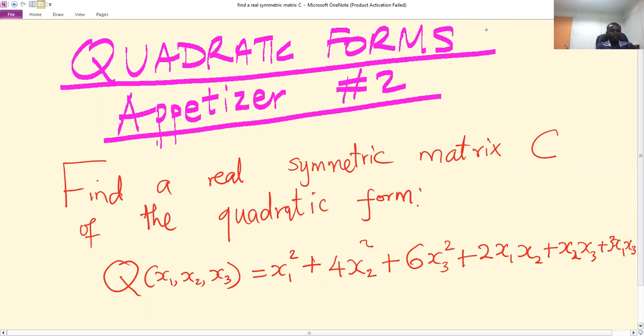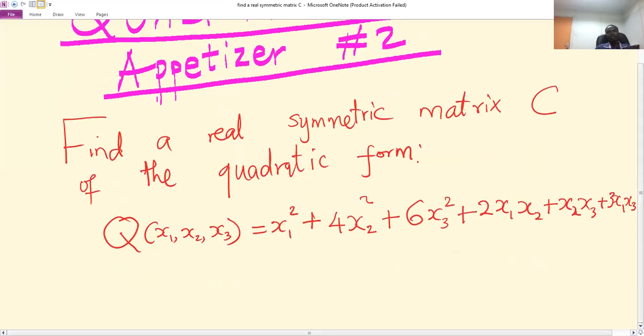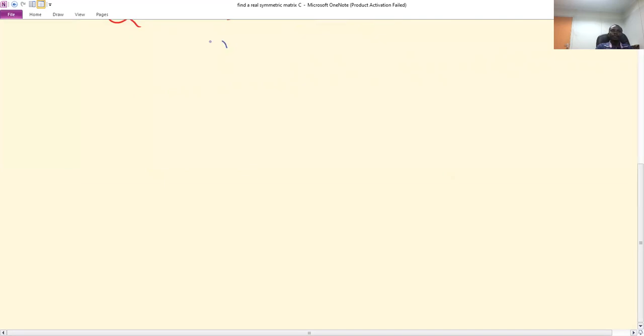So here's the next problem on solving problems on quadratic forms. Good. So to solve this, there are two ways we are going to solve this one. Solution.